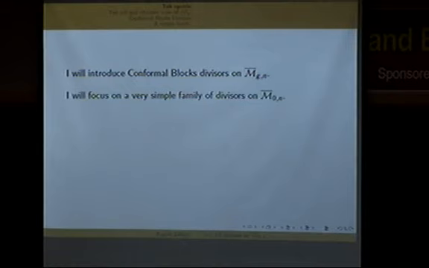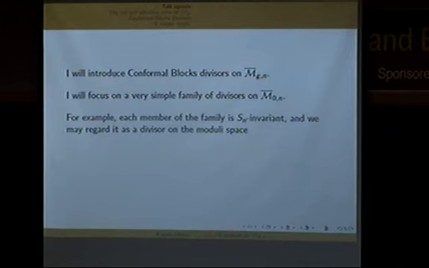And I'm going to focus on a very simple family of them and what we've learned about this family. So, for example, every member of the family that I'll focus on is invariant under the action of Sn on the moduli space. So Sn moves the marked points around. And so because these divisors are Sn invariant, we can think about them as divisors on the quotient M0N mod Sn. And therefore, things are easier.